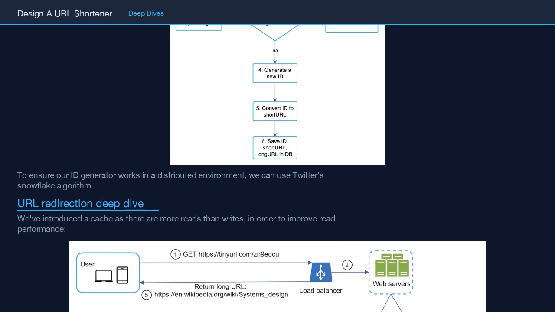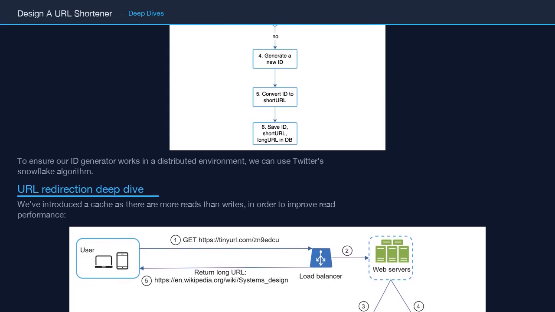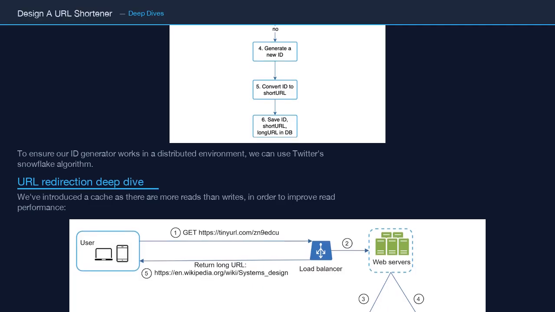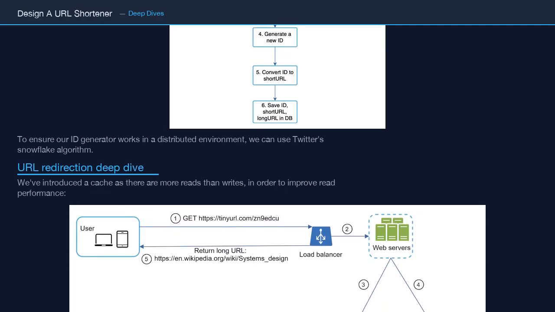To make sure the ID generator works correctly across multiple machines in a distributed environment, we use Twitter's Snowflake algorithm, which guarantees globally unique IDs without requiring coordination between nodes.